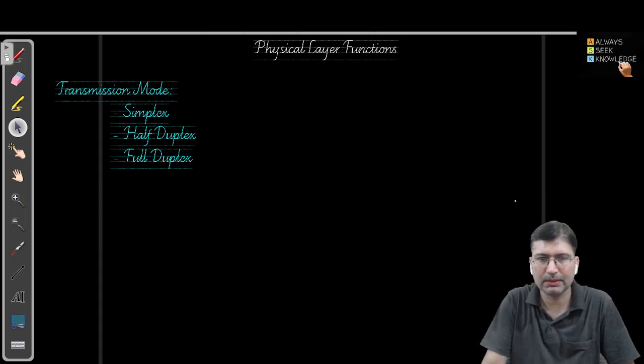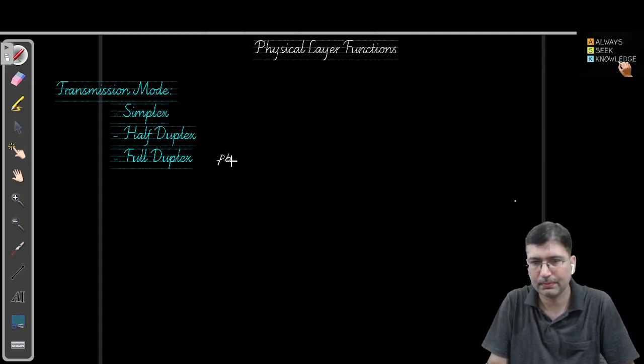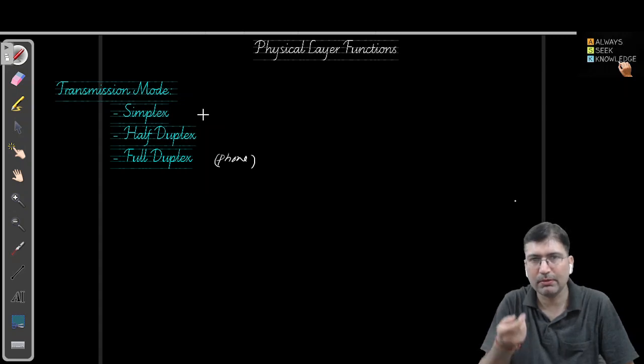So for full duplex, I have given you the example of a telephone or phone. Half duplex is like a walkie-talkie, and simplex is like a remote control controlling the television. Only the remote sends the signal to the television; the television doesn't send it back.